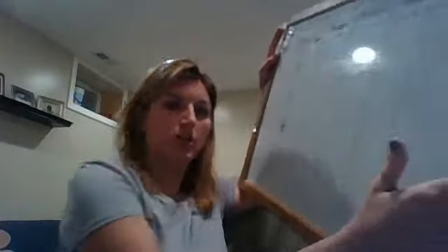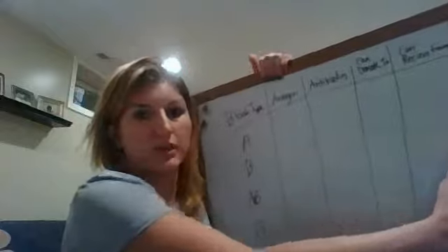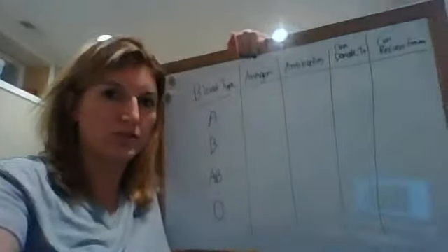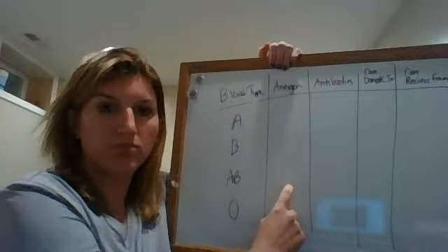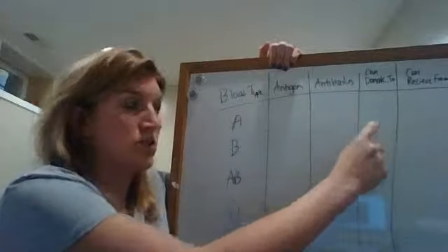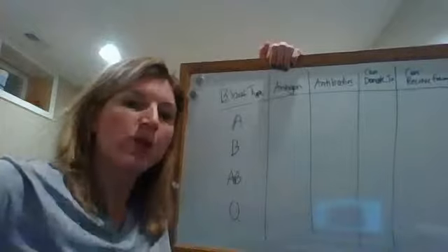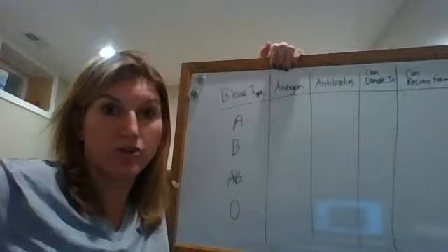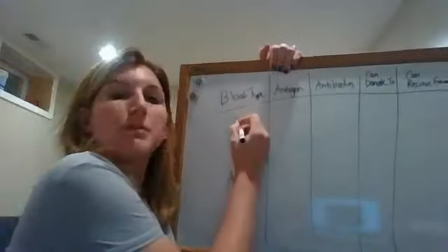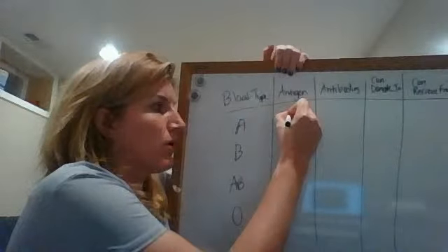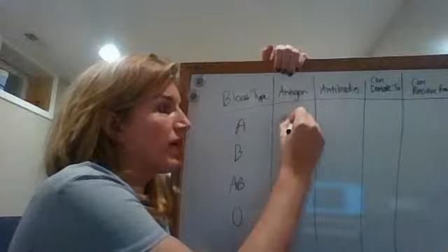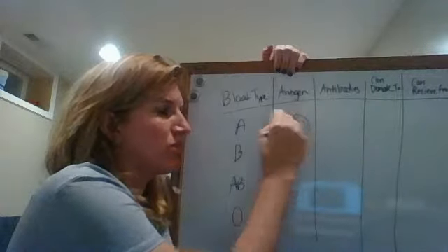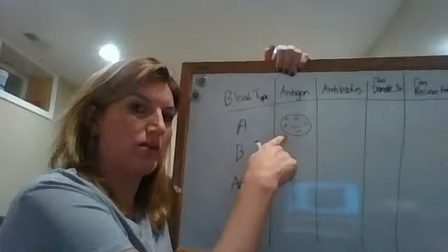So what I did, I have my handy dandy chart of science here. Maybe I can turn my computer a little bit better. Just like that. I made this little chart: blood type, antigen, antibodies, can donate to, can receive from. And again, I like to draw things out because I think it's important. People that have A blood type, here's my red blood cell, are going to have A antigens, or name tags, on their red blood cells.